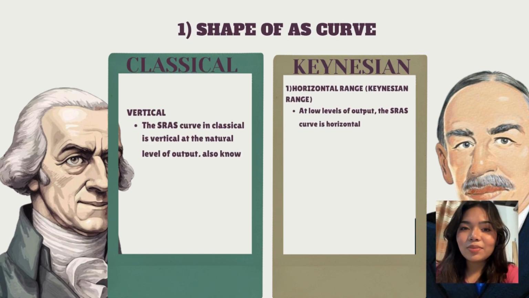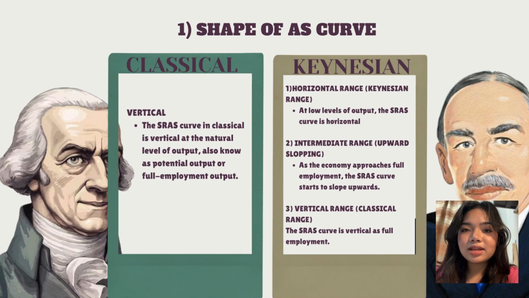Let's take a look at the shape of the AS curve. For classical, the curve is vertical at the natural level of output, also known as potential output or full employment output. This vertical shape indicates that the total output of an economy in the short run is independent of the price level. Changes in the aggregate price level do not affect the quantity of goods and services produced.